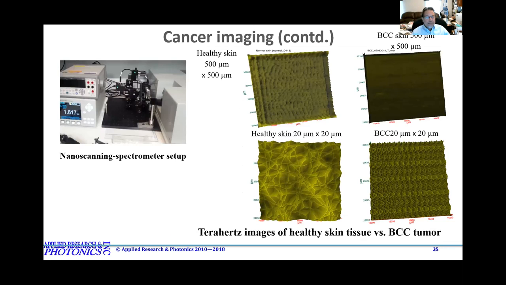And so here's the instrumental setup. As you can see, a nanoscanning spectrometer. And here are example images. On the top left, this one is a 500 micron by 500 micron healthy skin sample. And this one is 500 micron by 500 micron of the basal cell carcinoma. And when you zoom in, like here, which is a 20 micron by 20 micron healthy skin, we can see the collagen and that kind of structure of the skin. But as you can see, in the case of basal cell carcinoma, the structure has totally deteriorated.